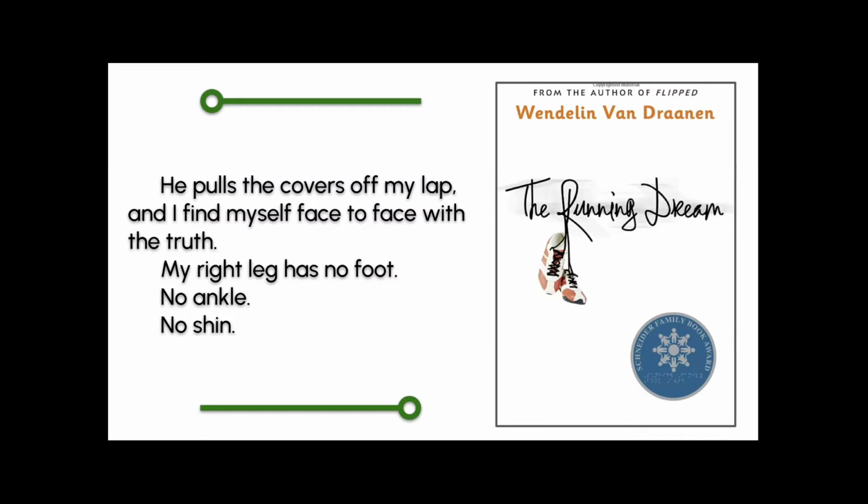Yeah, so the model that we wanted to share with you today is from the book The Running Dream by Wendelin Van Draanen. It's about a teenage runner who loses her leg in a freak accident. And throughout the book, it's her journey coming to terms with that. So the model that we chose says, "He pulls the covers off my lap, and I find myself face to face with the truth. My right leg has no foot, no ankle, no shin."